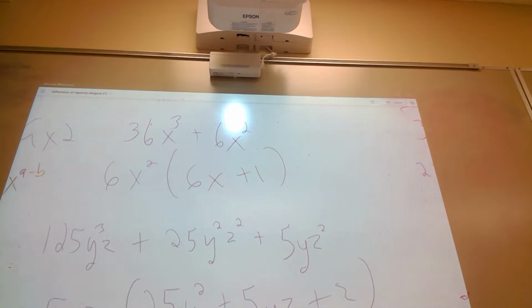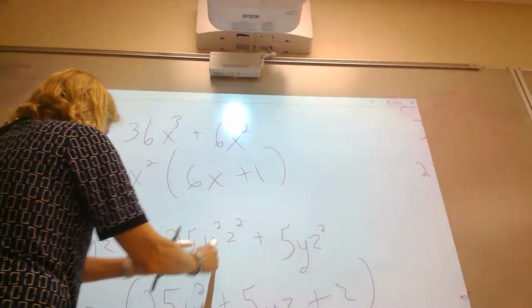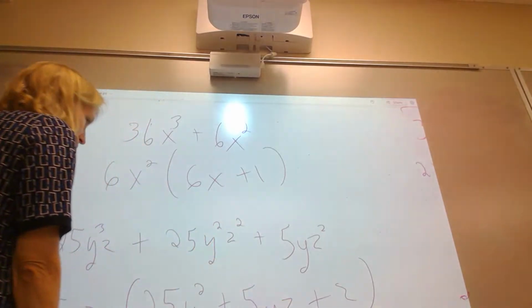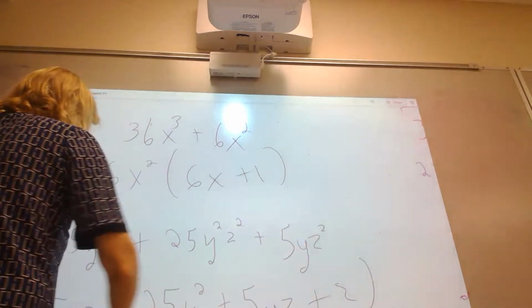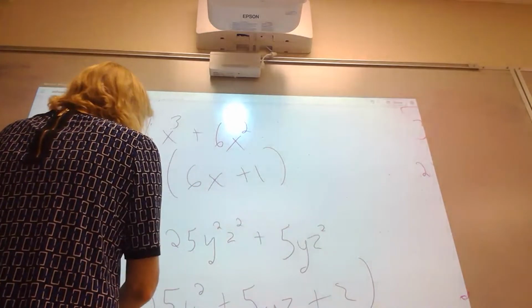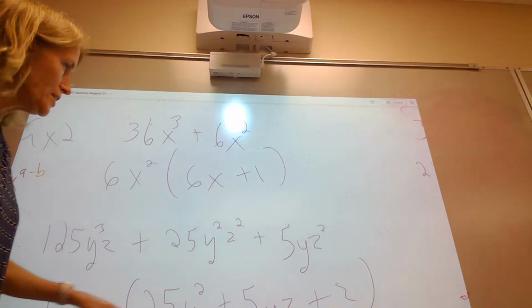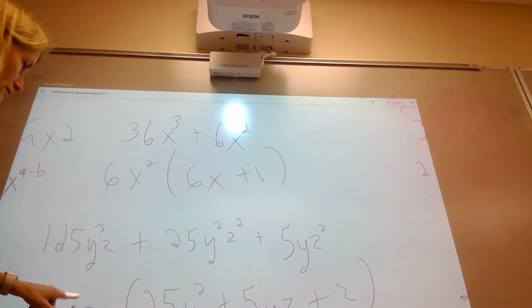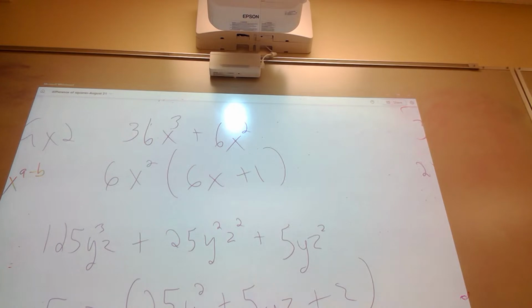5yz, 25y squared. 25 divided by 5 is 5. Y squared divided by y is y. Z squared divided by z is z. 5 divided by 5 is 1. Y divided by y is 1. Z squared divided by z is z. So when you divide them, you just subtract them. There's a 1 here, so 2 minus 1 gives us 1. Okay, 3 minus 1 gives us 2. All right?